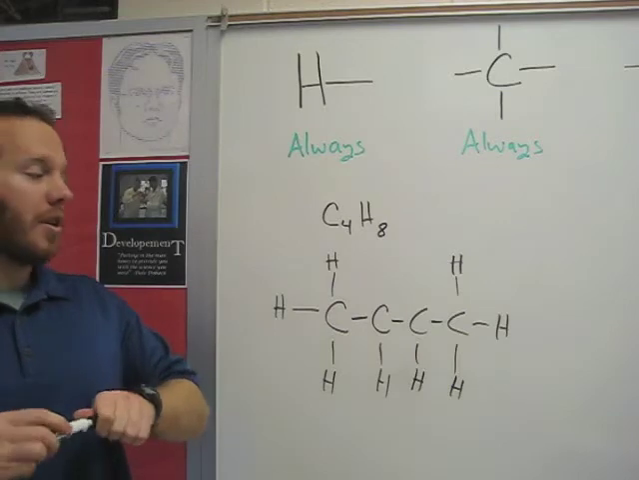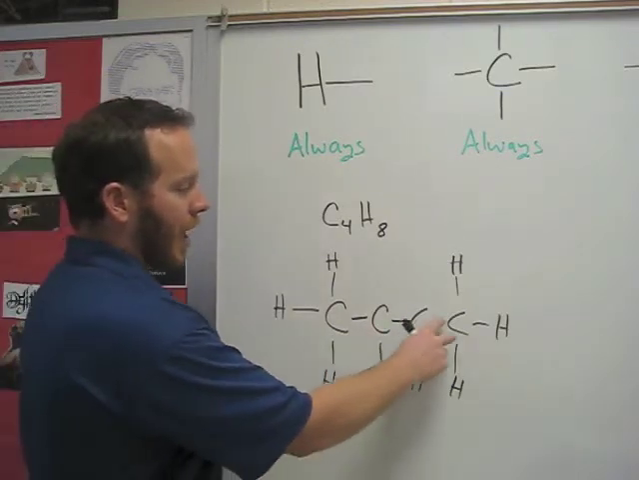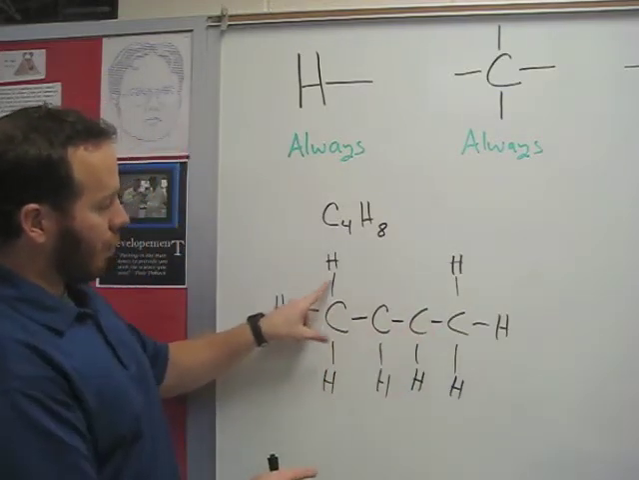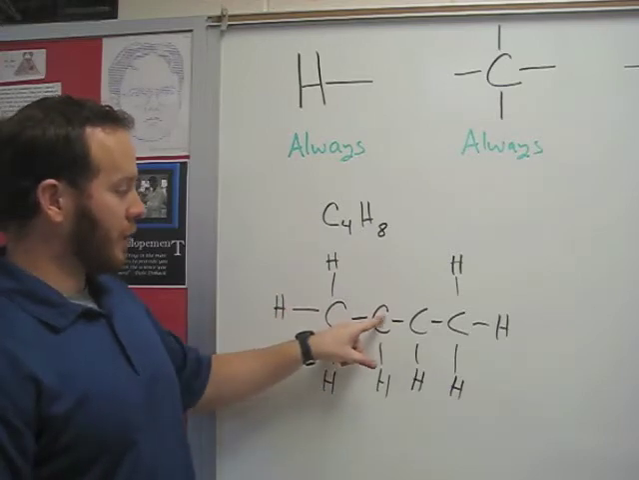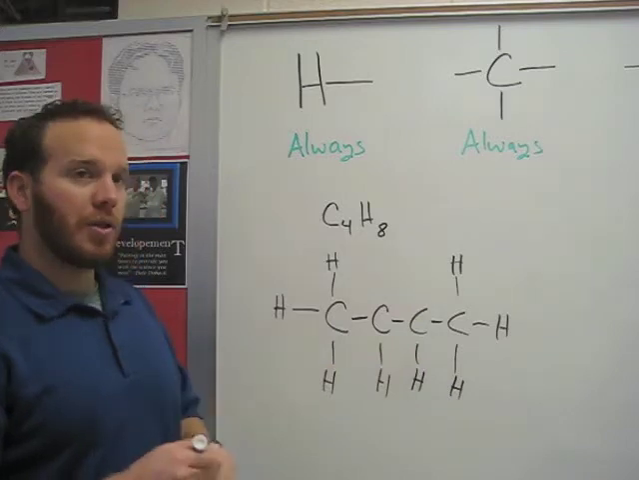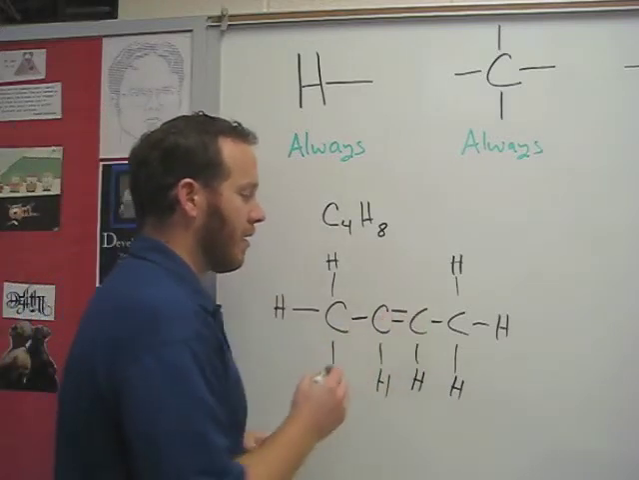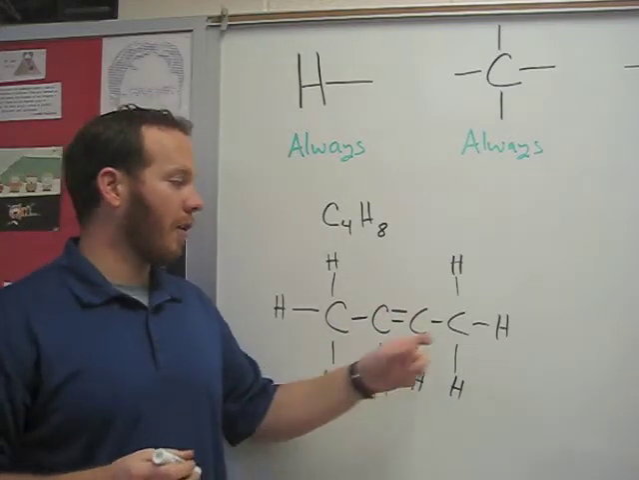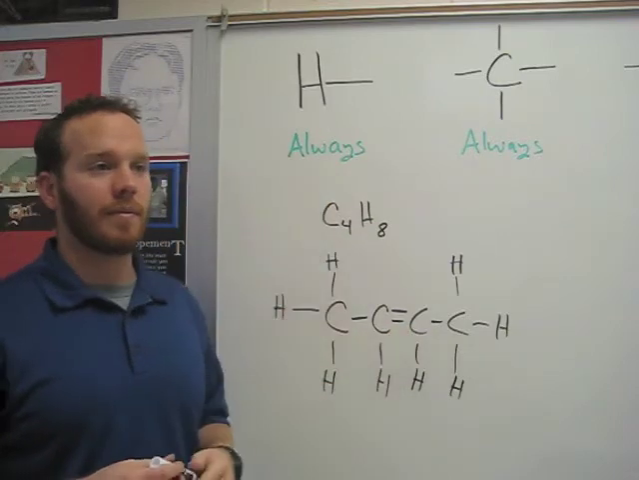Now the problem with this structure is these 2 carbons do not have 4 bonds, whereas this one does. 1, 2, 3, 4. This one only has 1, 2, 3. This one has 1, 2, 3. So what you do is you go ahead and give it a double bond, and then now it is correct. Every carbon has 4 bonds, every hydrogen has 1.